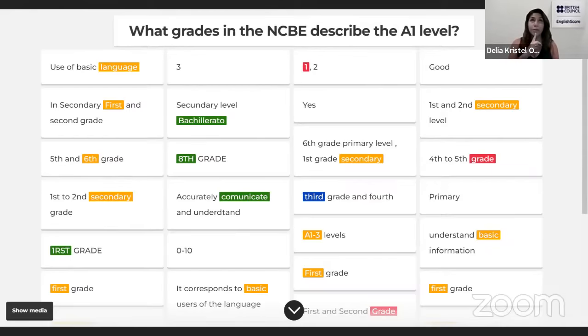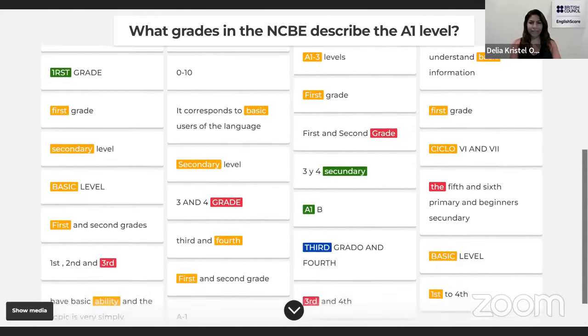Interesting. Remember that my question was, if you analyze the English program in the national curriculum, what grades describe the A1 level in the national curriculum? So you were saying first and second grade of secondary, fourth and fifth grade, I guess is primary level, sixth grade in primary level and first in secondary level. That is nice. So I guess the range for your hypothesis is fourth grade of primary level and first or second grade in secondary level. That is the range for you, probably for A1.